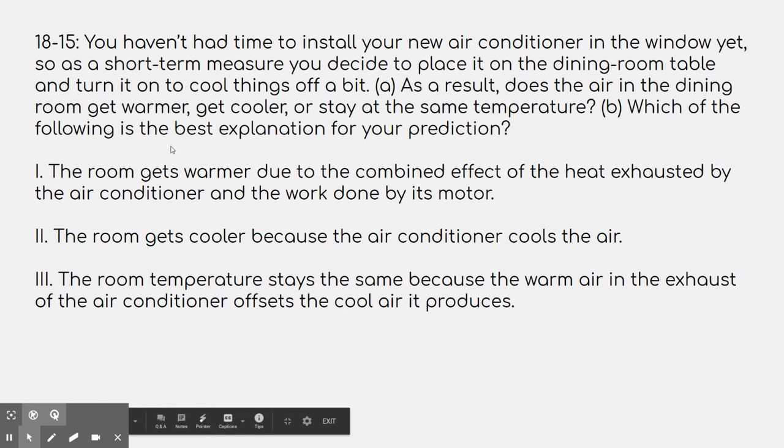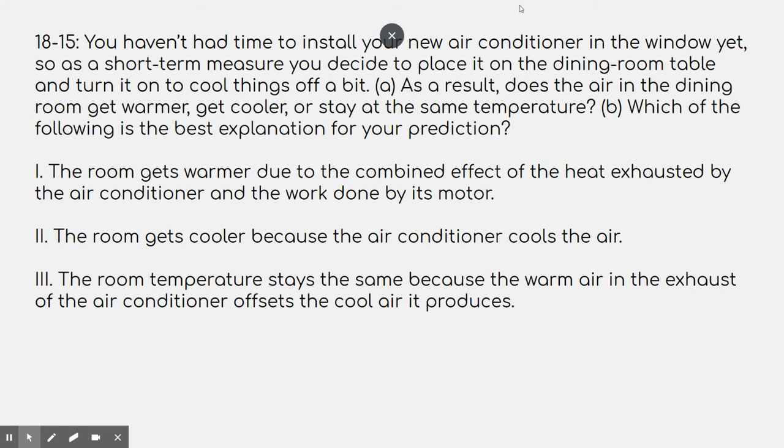All right, in this next one, we just have a conceptual problem. So something for you to think about. Take a moment, pause this video and read the scenario and then hit play when you're ready. Okay, so we haven't had time to install this air conditioner in a window. It's a window unit. So we just decide that since it's hot, we're going to put it on the dining room table and turn it on because we want to get things cooler inside the apartment or the house. So what's going to happen to the air in the dining room? Will it get warmer, cooler, or stay the same temperature, and why?